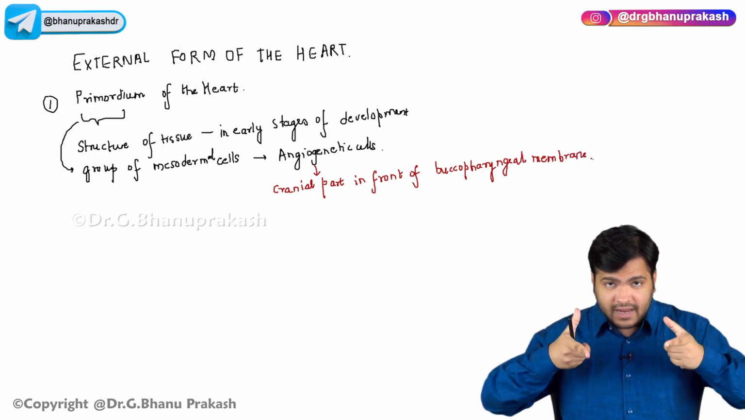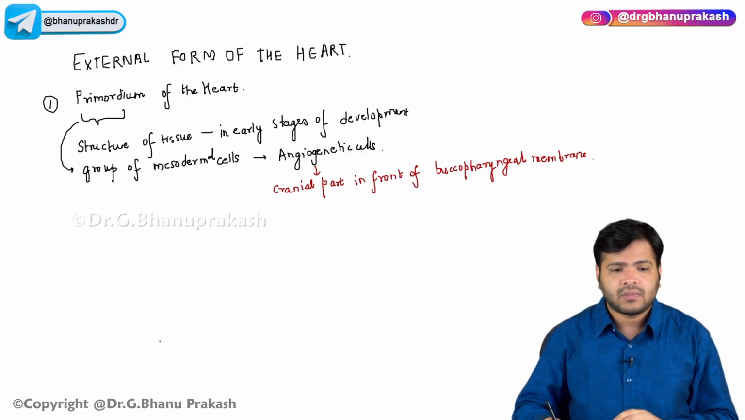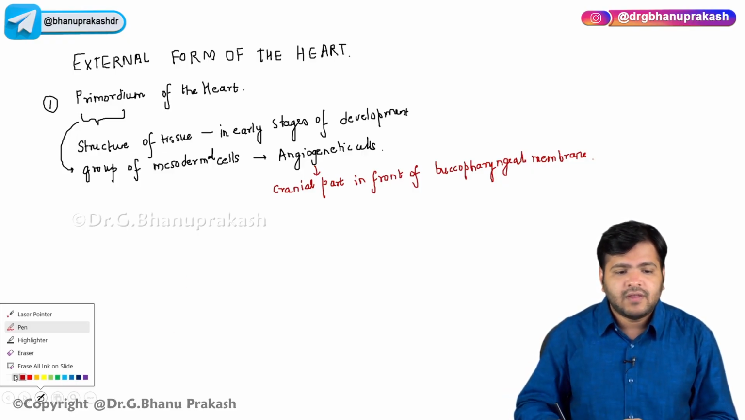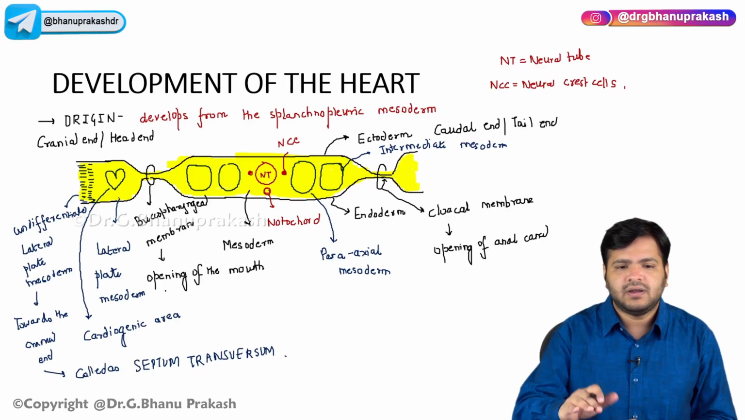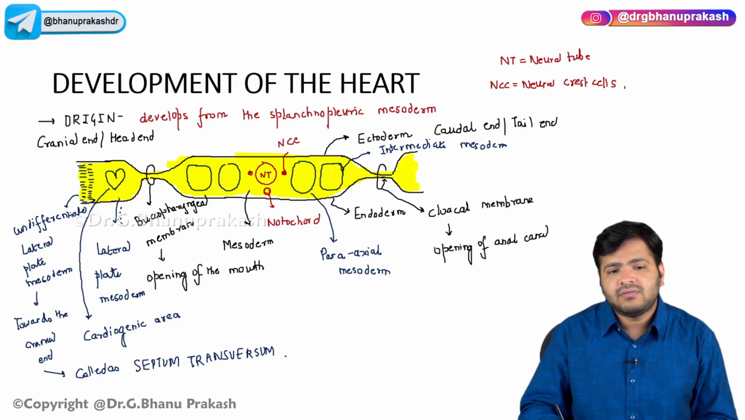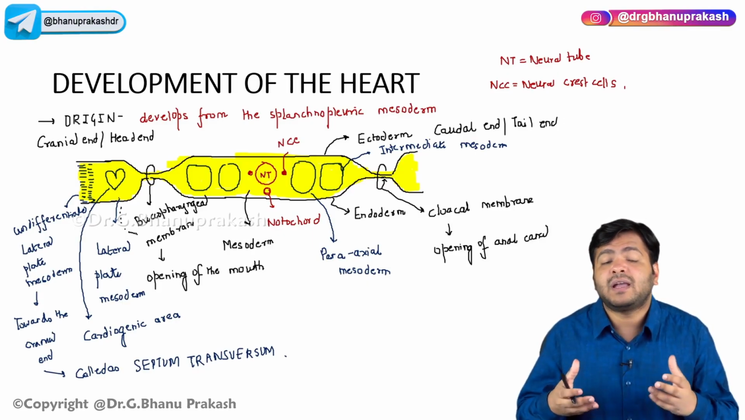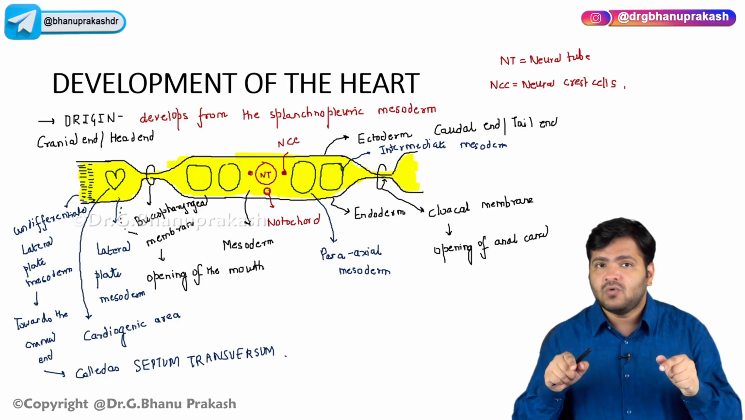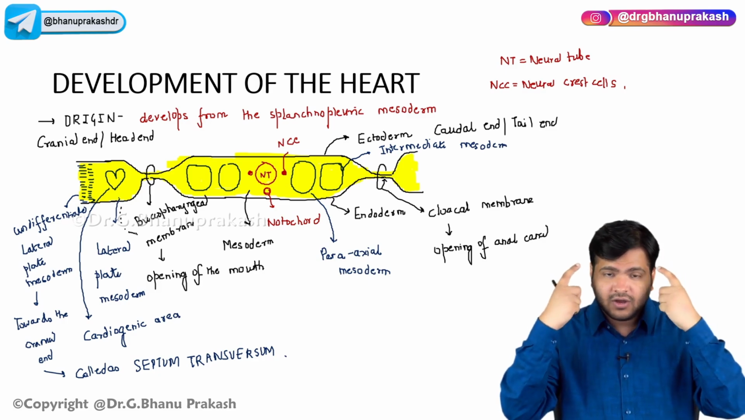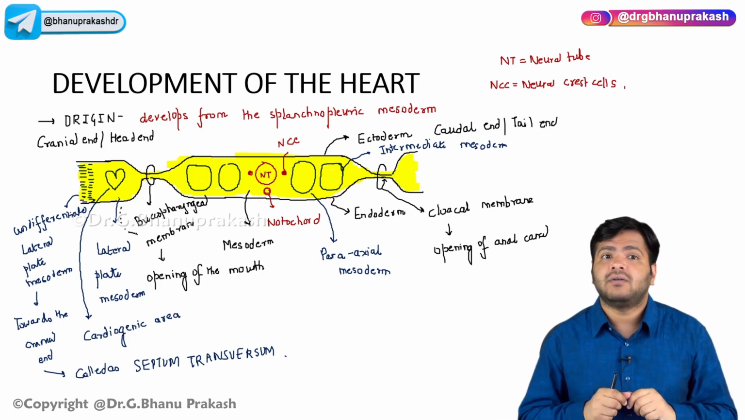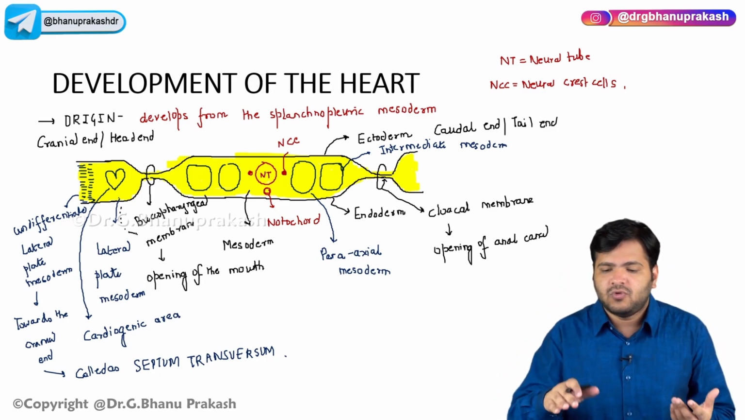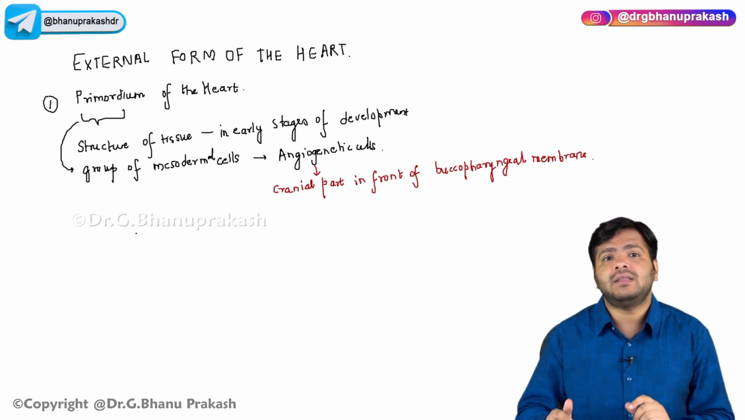Whenever the folding of the head takes place, what will happen? Just see this particular diagram. This cardiogenic area will come in front. It will become ventral in position. If folding of the head happens, what will happen? This cardiogenic area will come in front, so the heart primordium will become ventral in position.